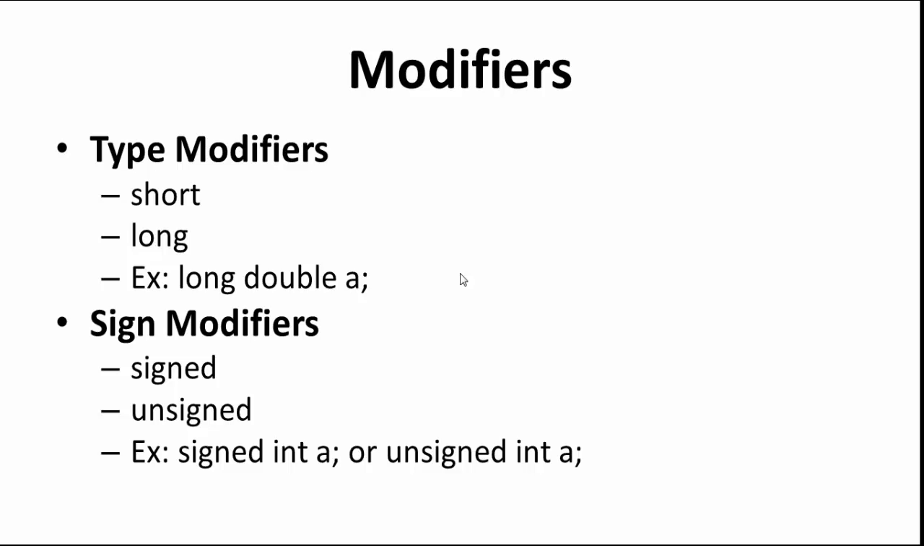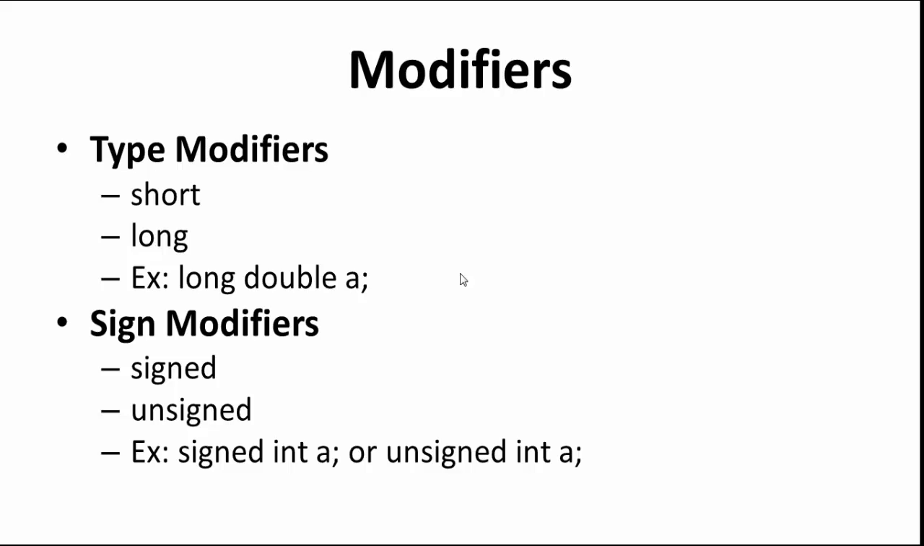Now sign modifiers. Sign modifiers are divided into two categories: signed and unsigned. Like if we have written signed int a, that means variable a can store signed values like -1, 5, 2. It can be positive or negative. When we don't write anything before data type, then by default it is signed. For example, int a. That means by default variable a is signed.